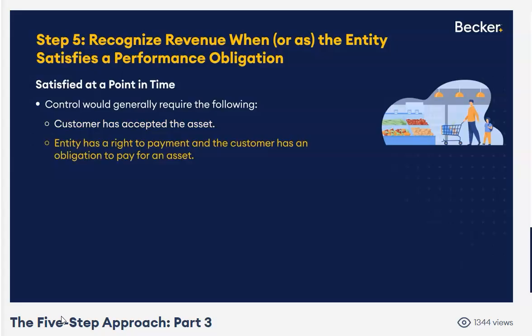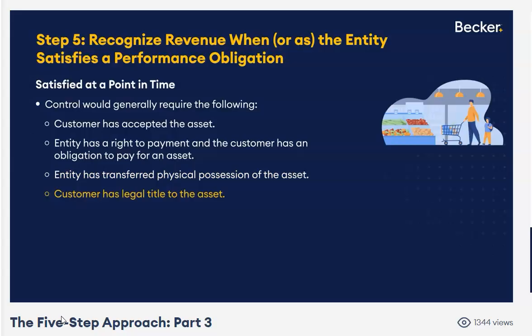Number two, the entity has the right to payment. They're going to take it and tell me how much it is and say, pay me. Number three, the entity has transferred physical possession. They've put it in a bag and pushed it to the end once I've paid them. Number four, now I have legal title because they give a receipt and put it in the bag. And then number five, all risks and rewards are now mine. If I walk out of the grocery store and I trip and fall and that milk splatters all over the parking lot, they have no obligation to give me a new gallon of milk. They might, but that would only be because they're kind. It's my risks and my rewards once I've walked out with that receipt. That's the classic rules for point in time.